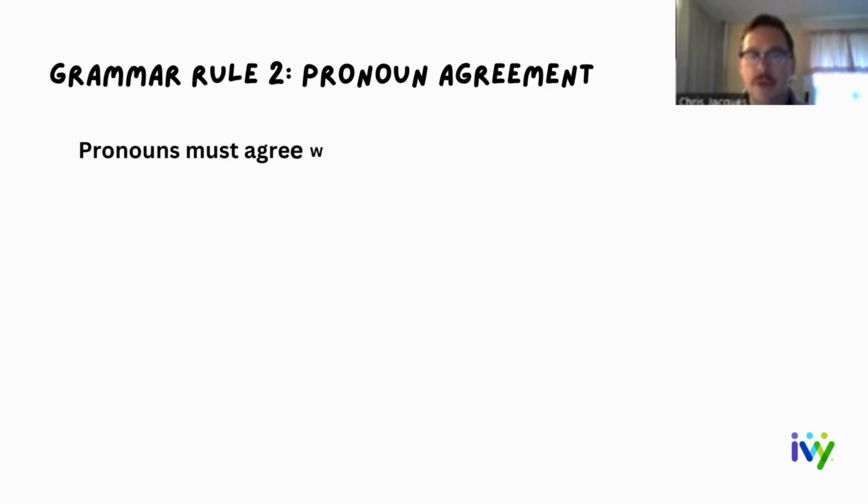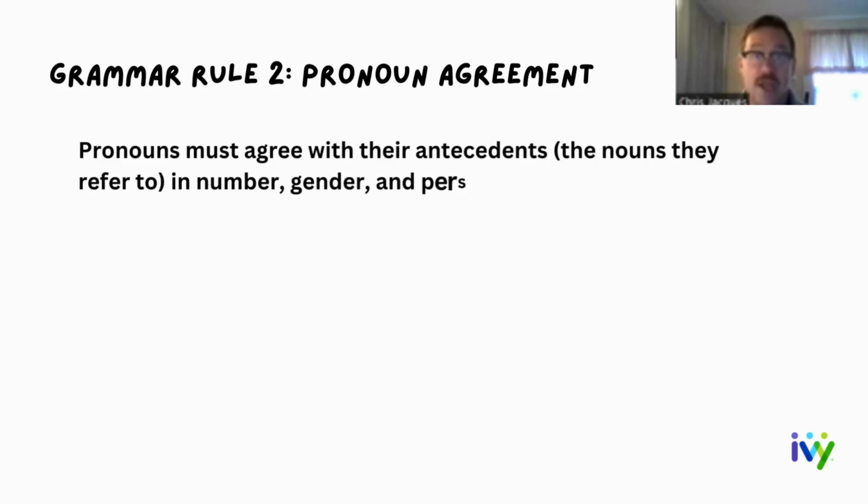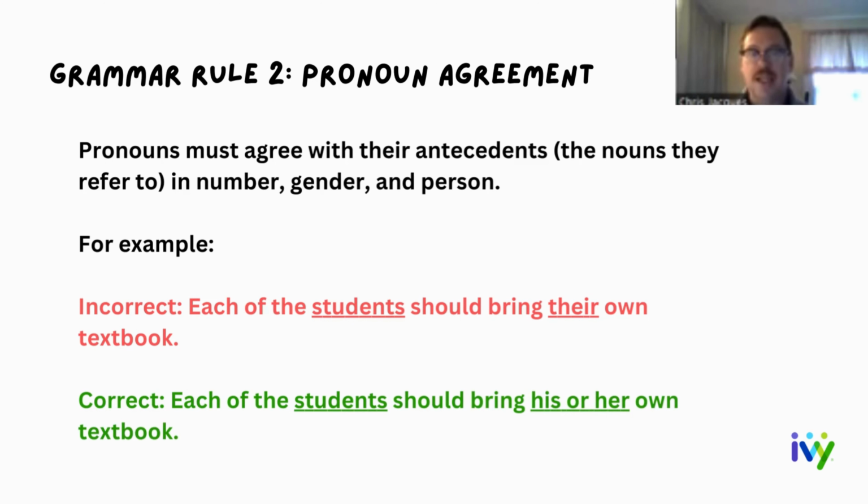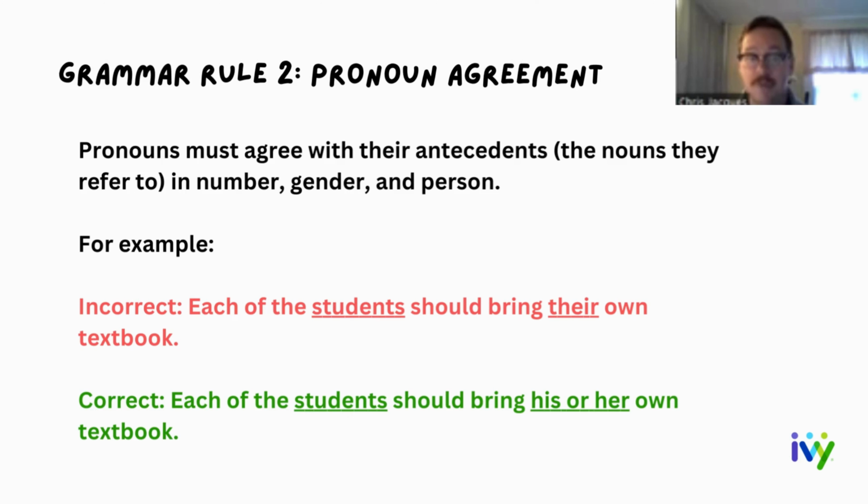Our next one is pronoun agreement. So pronouns replace nouns. Pronouns are I, we, he, she, they, it. Those are the regular ones. There's possessive ones as well. But at any rate, they all need to agree with their antecedents, the nouns that they refer to, in number, gender, and person. So in this case, in the incorrect one, each of the students should bring their own textbook. Now, it seems like it's plural because of students, but the each separates it into singular. So their, by the way, on the SHSAT is always plural. It never refers to a singular person. So the correct version of that would be each of the students should bring his or her own textbook.